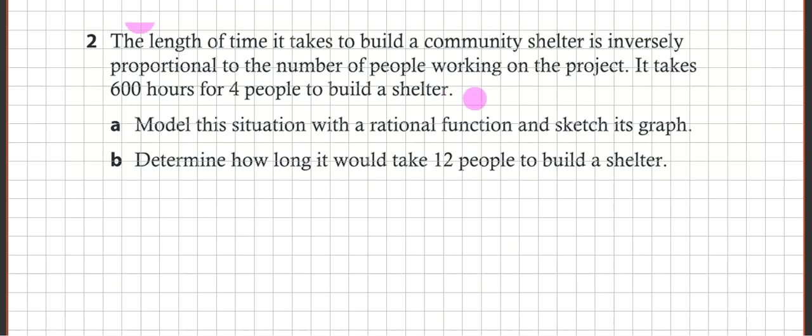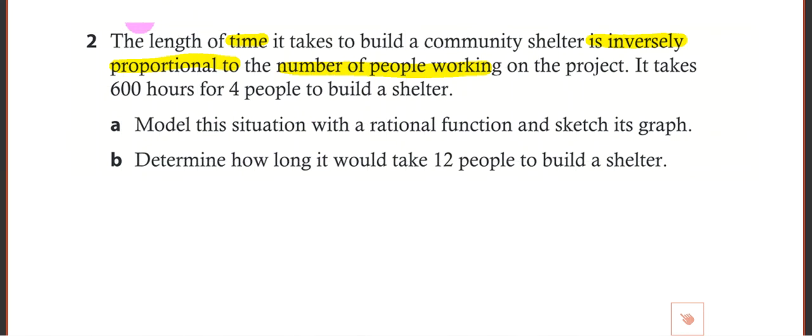So we've got the length of time. Now, the reason why I wanted to look at this one today is because I want to check this aspect of it, which is time is inversely proportional to number of people working. All right? It takes 600 hours for 4 people. Model this situation with a rational function. Okay. So, do you remember your direct and inverse variation stuff? No? What does it mean?